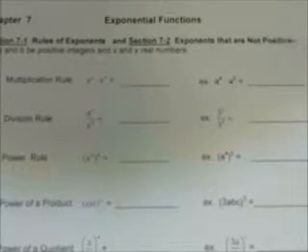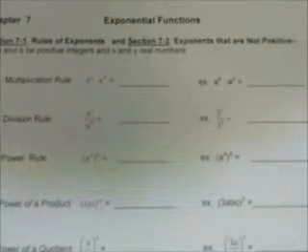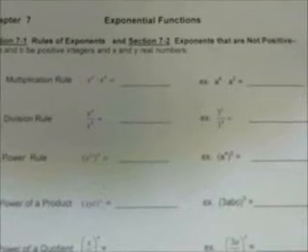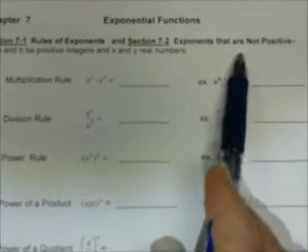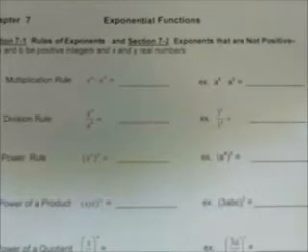Okay, so we're ready to start Chapter 7, which is entitled Exponential Functions. You should have your notes packet out, open to page 1, and a calculator next to your notes page. So the first two sections of Chapter 7 are rules of exponents and exponents that are not positive.